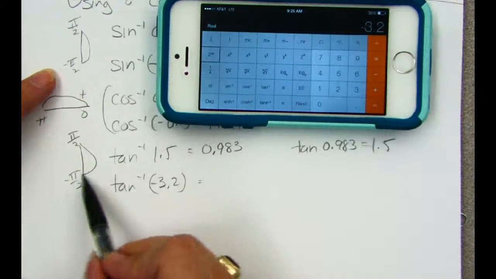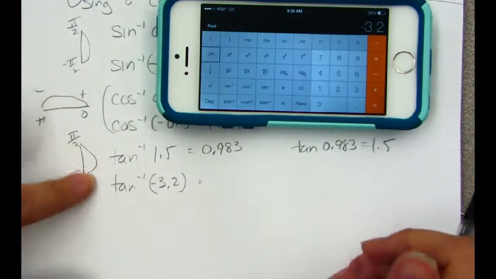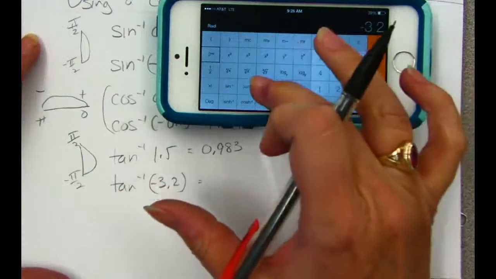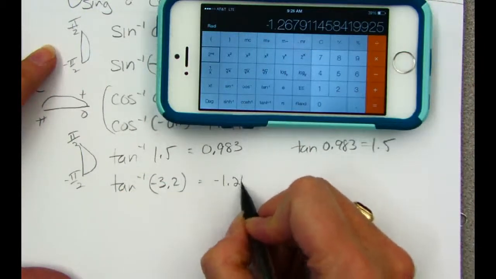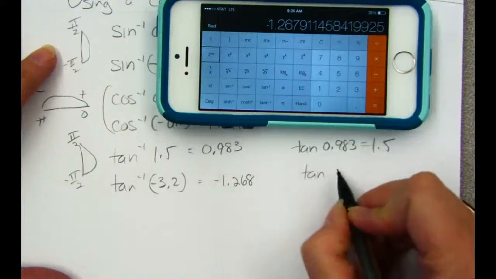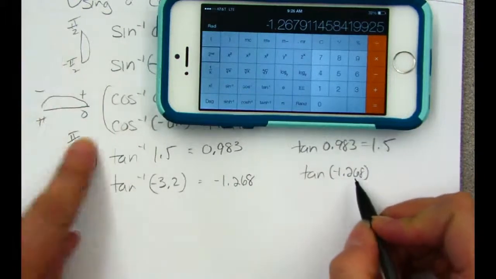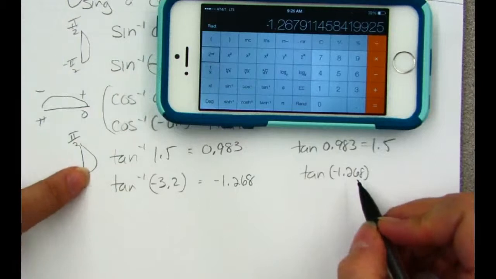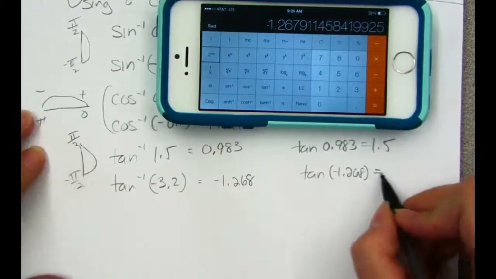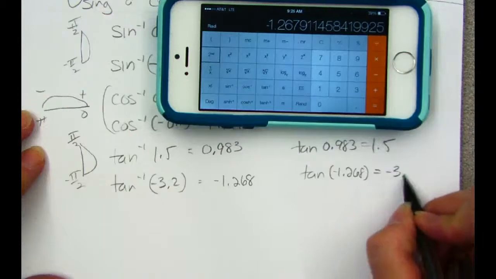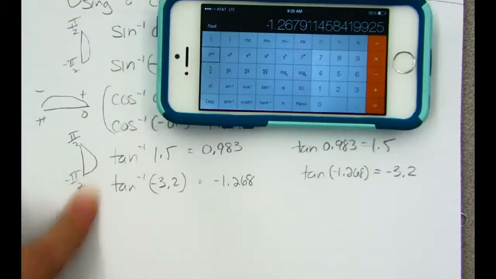That means I'm down here in quadrant 4, I better have a negative answer here for a negative angle measurement. Inverse tangent, and that is negative 1.268. So that means tangent of negative 1.268 angle. That's less than negative pi over 2. It's something less than that. I didn't quite reach it, but I'm down here in quadrant 4. Equals what kind of angle measurement? Negative 3.2. It should be negative. The answer should be negative because it's down here in quadrant 4.